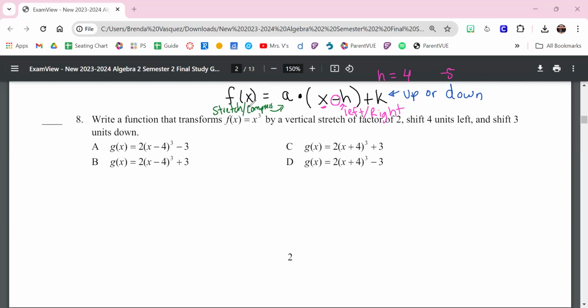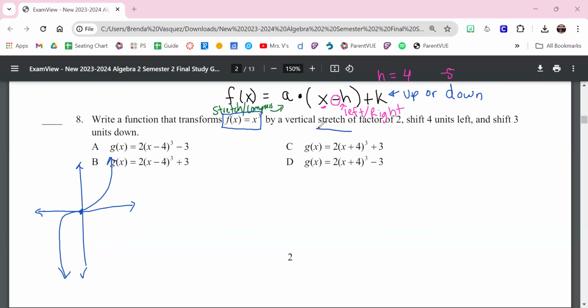All right, let's continue, guys. We have our parent function. This time my parent function is x to the power of 3. Remember that x to the power of 3 is a graph that looks like this. Here's my parent function. We're going to transform that function according to the next parameters.